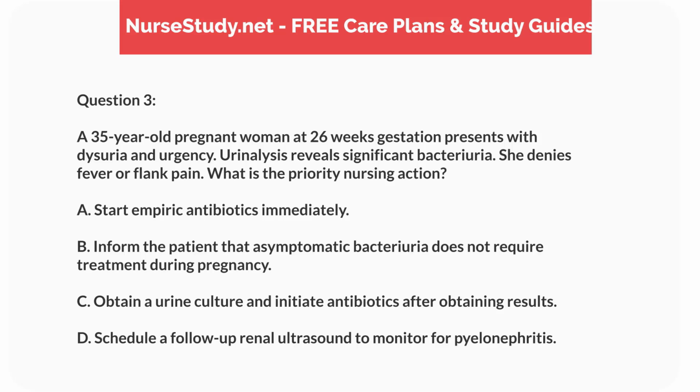A. Start empiric antibiotics immediately. B. Inform the patient that asymptomatic bacteriuria does not require treatment during pregnancy. C. Obtain a urine culture and initiate antibiotics after obtaining results. D. Schedule a follow-up renal ultrasound to monitor for pyelonephritis.